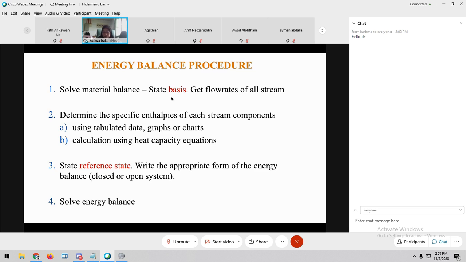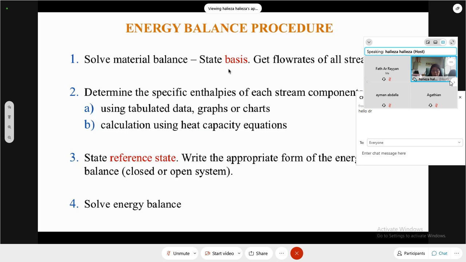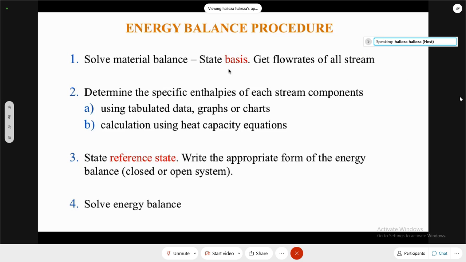If it's steam, if it's water, obviously you can get it from the steam table. But if it's other than that, sometimes you have the data available, but sometimes you don't. So if you don't, then you have to calculate it. That is the part that we're going to cover in chapter 8. But most of the time, you can easily get it tabulated.